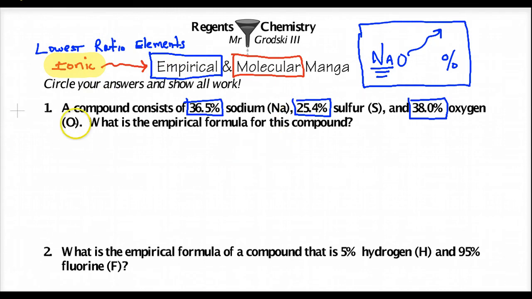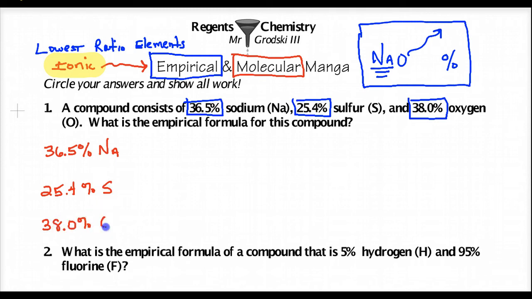The first thing I'm going to do is write the percentages down. I have 36.5% sodium. I have 25.4% sulfur. And I have 38.0% oxygen. Okay. So again, this could be from a 1,000-gram sample, this could be from a 550-gram sample, this could be from a 1-gram sample.